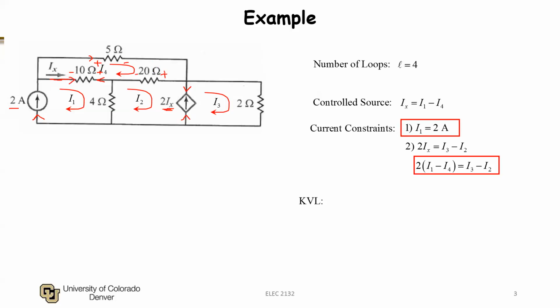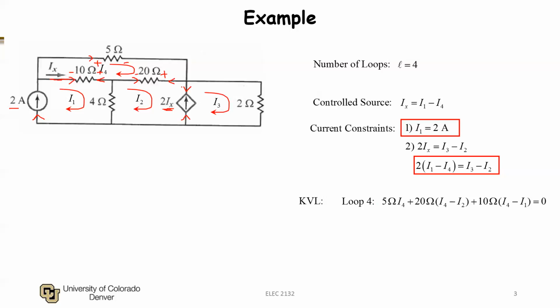Then the 20 ohm, the voltage drop across this 20 ohm resistor is 20 ohms times I4 flowing into the high potential side minus I2 flowing into the low potential side. Then I have a voltage drop across the 10 ohm resistor, which is going to be 10 ohms times I4 flowing into the high potential side minus I1 flowing into the low potential side. So this gives me my equation for loop 4, my KVL equation.